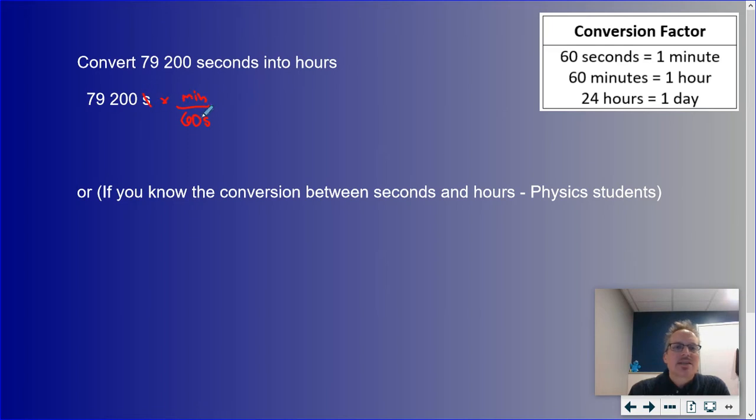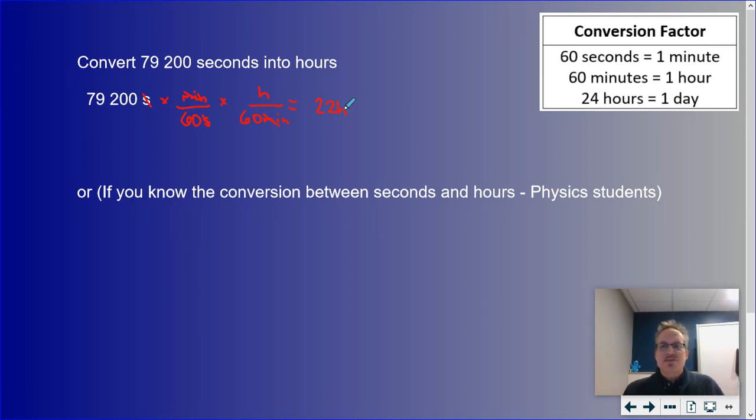This way my seconds will cancel out. Now, if I divide by 60, I've got it in minutes. So now to change it into hours, we know there's 60 minutes in 1 hour. So again, minutes are going to cancel. And if we take 79,200 and we divide it by 60 and hit enter, and then we divide it by 60 again and hit enter, I think we are going to find that that is 22 hours.